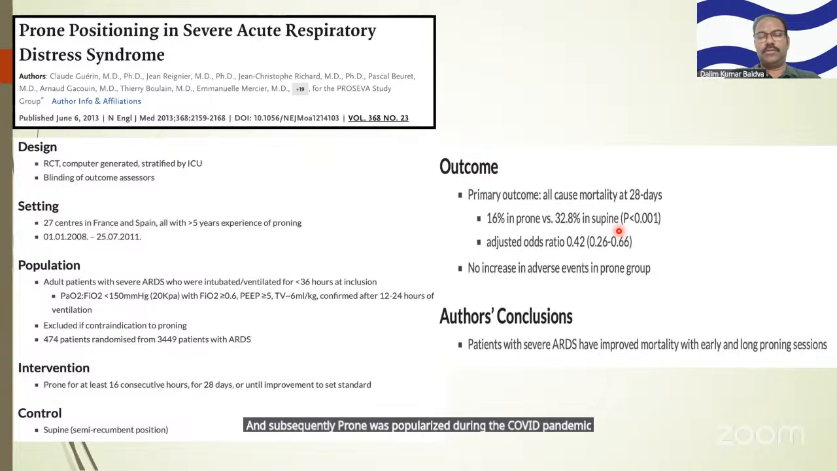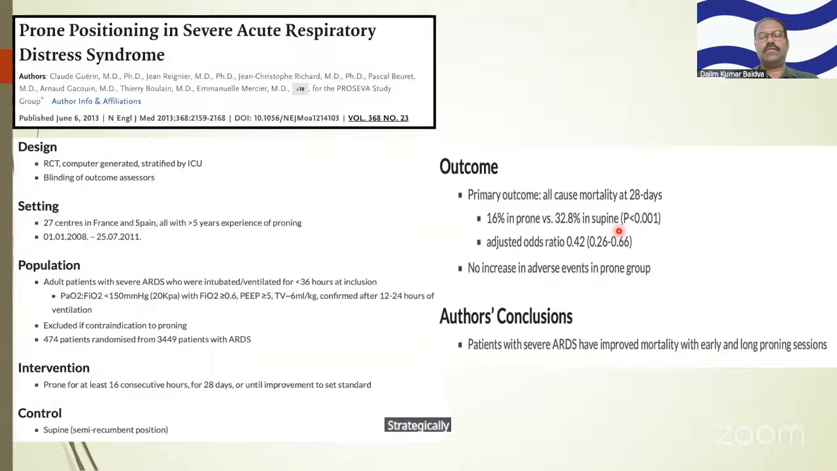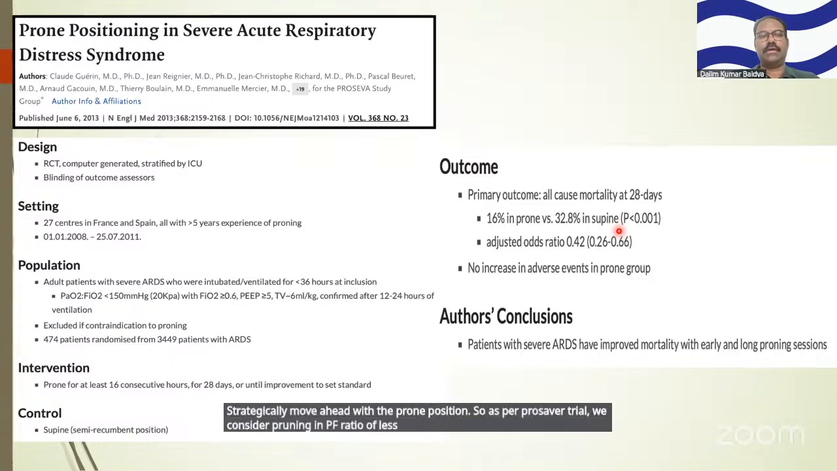Now we all consider prone ventilation upfront in severe ARDS patients, maybe within 1 or 2 hours after intubation, conventional lung protective ventilation, and other maneuvers like PEEP titration and so on. If the patient doesn't respond, we directly move ahead with the prone position. So as per the PROSEVA trial, we consider proning in patients with PF ratio of less than 150. This is important after optimal ventilation strategy.